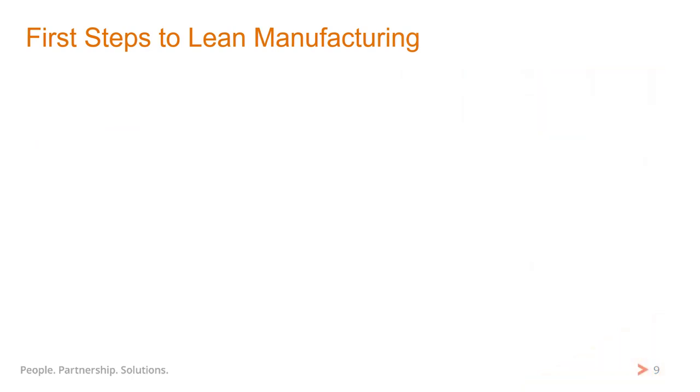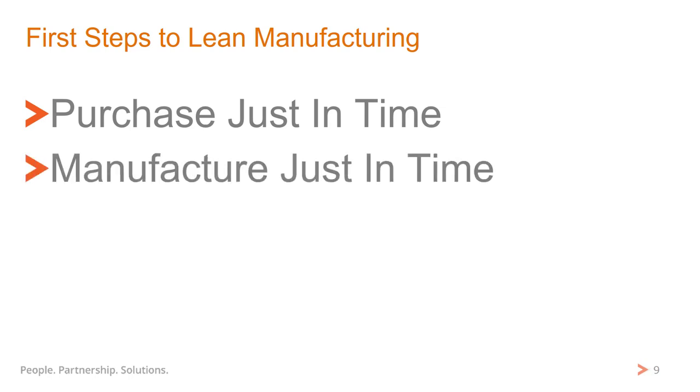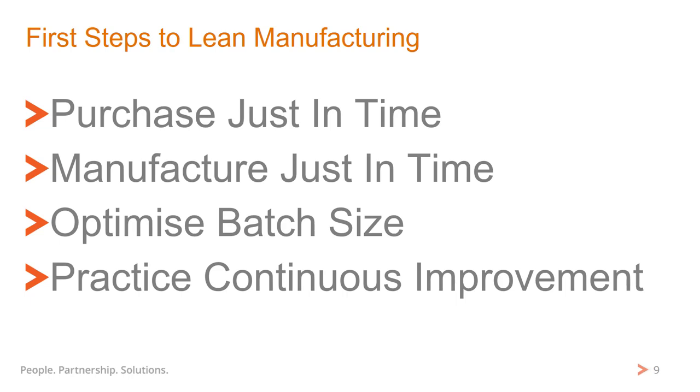So whilst lean manufacturing is something which has been successfully applied for decades in very large manufacturing such as car manufacturing, it very much applies to small manufacturers as well. And these principles, the first steps can be to look at things in this order. Purchase just in time. Manufacture just in time. Optimize batch size. And practice continuous improvement.